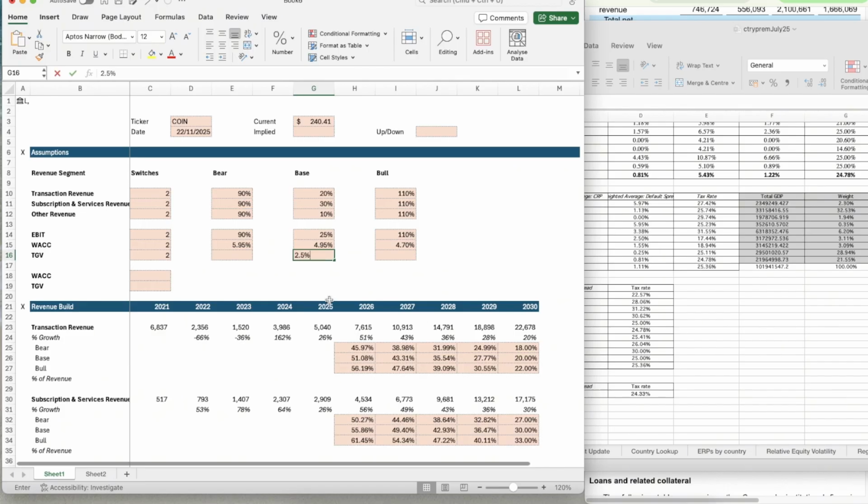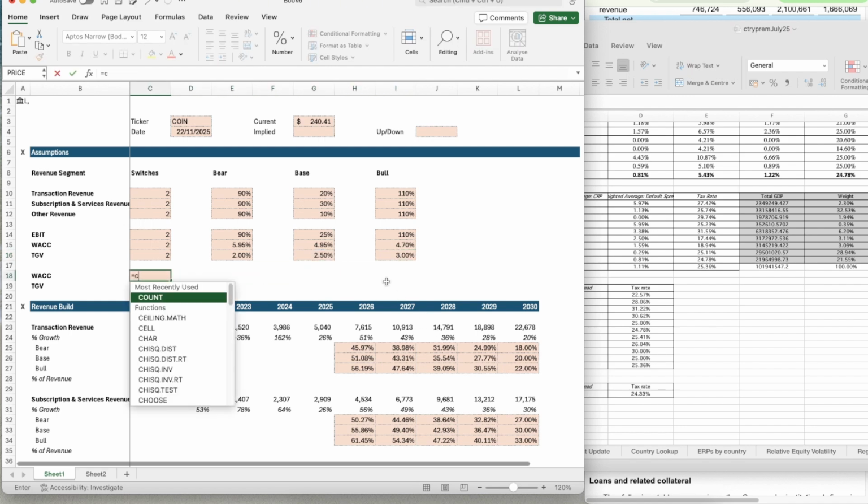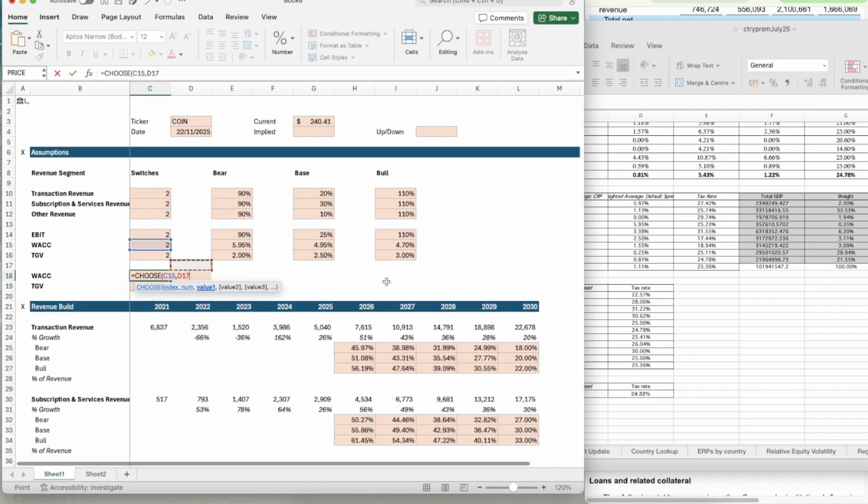Terminal growth rate is 2, minus. Now for here, we want to do another switch, but instead of using offset, we go equal to use. We just select all of these, but make sure to do them in the correct row. Okay, looks good.